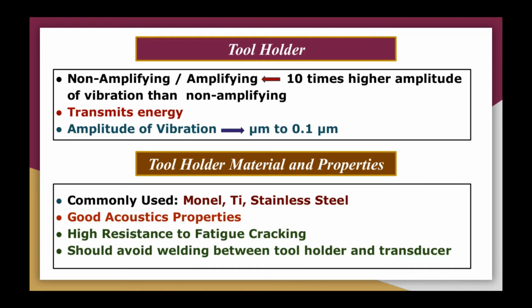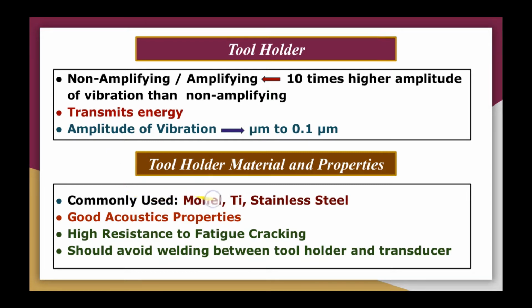Let us discuss the tool holder. There are two types of tool holders: one is the non-amplifying tool holder and another is the amplifying tool holder. In case of the amplifying tool holder, you can get 10 times higher amplitude of vibrations as compared to the non-amplifying tool holder. It transmits the energy, and the amplitude of vibration can be as high as 1 micron to 0.1 micron.